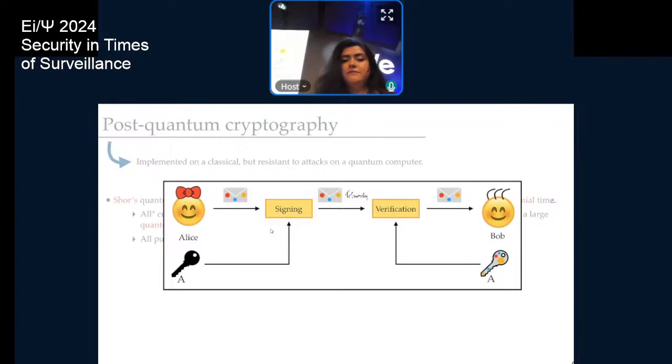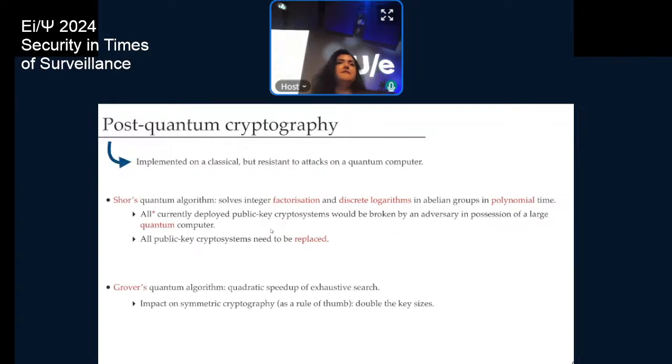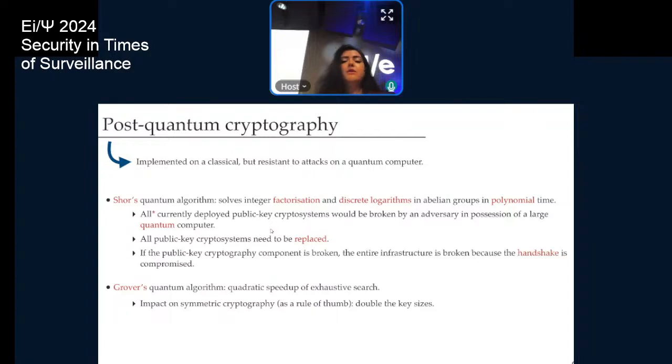On the side of symmetric crypto, the picture is less dramatic, the impact of quantum computers. We have Grover's algorithm, which has a quadratic speedup over the regular exhaustive search, but quadratic speedup means that you need to double the key sizes. So it is easier, we don't need to replace anything. I do want to argue still that this is a problem for everyone. Because when you think about it, any infrastructure starts with the handshake, the exchange of a secret key. And so if your handshake is compromised, then everything that follows is also compromised.